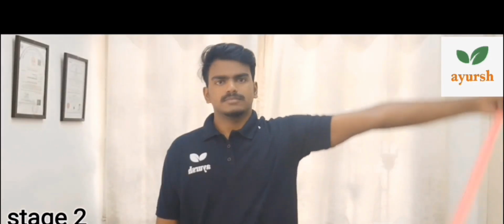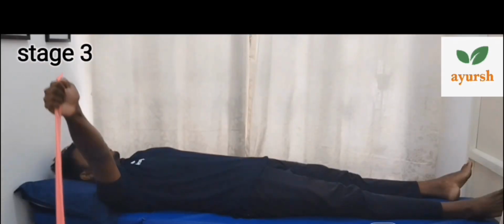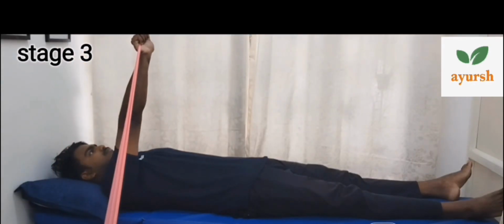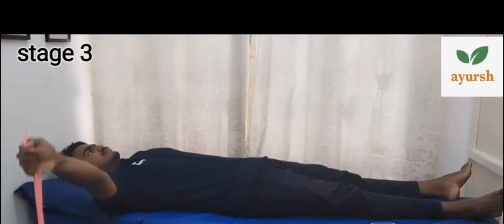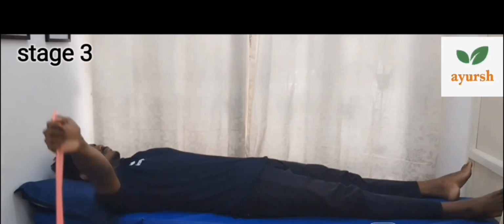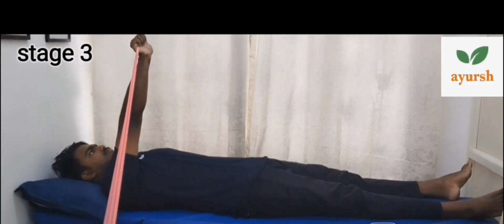And stage 2 is stretching and relaxing the affected part. In this stage, the patient should be able to achieve full range of motion without any discomfort. And stage 3 is strengthening. In this stage, the patient should be able to achieve full range of motion against gravity and against resistance without any discomfort. The same strategy is followed in post-surgical fractures too.